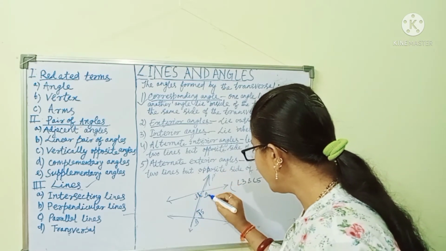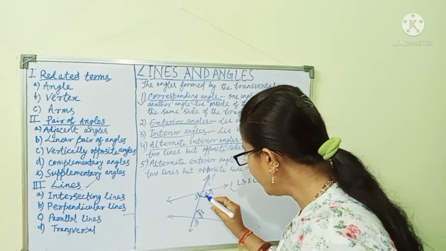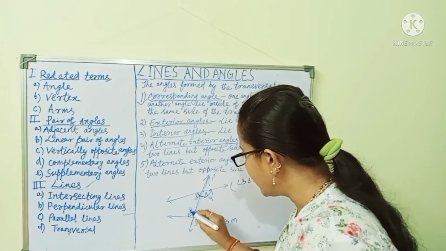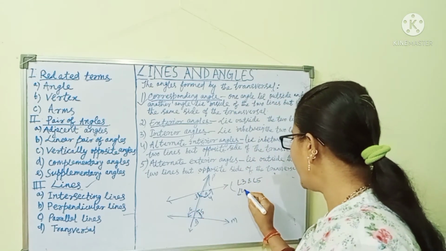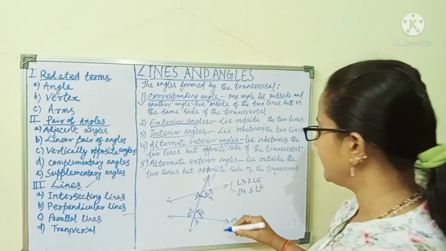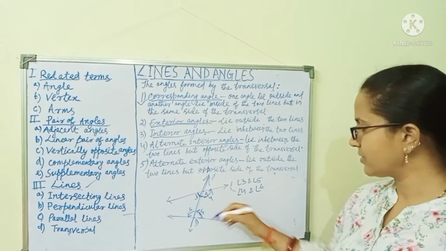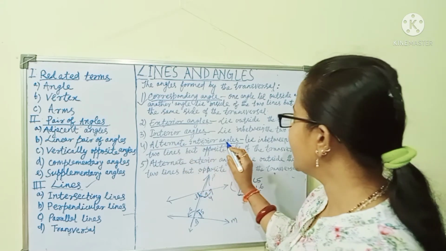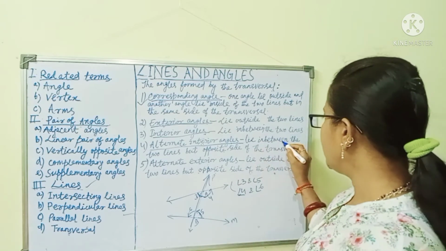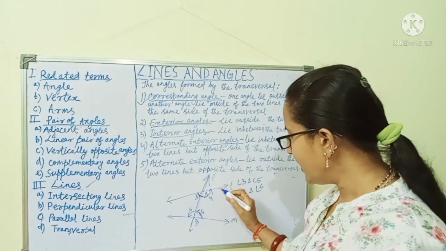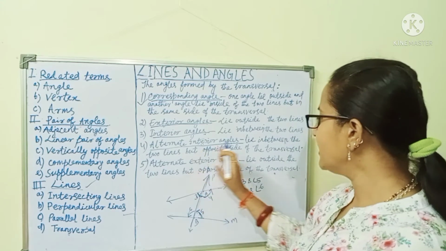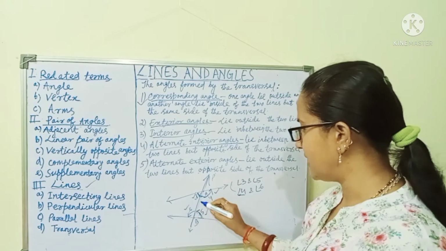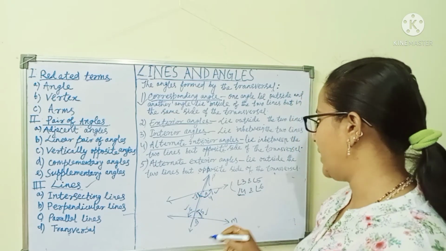Similarly, if I consider 4, which angle will be the alternate interior? This 6. So 4 and 6 are the alternate interior angles of this diagram. Understood? These are the alternate interior angles, which lie in between the two lines but on the opposite side of the transversal. Third and fifth, four and sixth: an odd pair and an even pair.